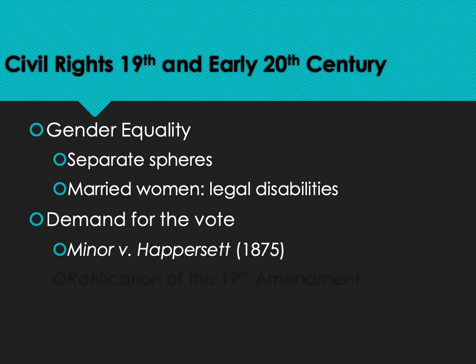Virginia Minor, she was a leader in the women's suffrage movement. She lived in Missouri. It was illegal for women to vote in Missouri. So she went and she voted anyways, and she was arrested. And she challenged Missouri's laws, saying that women are citizens and citizens have the right to vote. And the court disagreed with that assertion. They said that just because you're a citizen doesn't mean that you have a right to vote, that the right to vote is granted to you by your state or other laws, but there isn't a fundamental right to vote that's granted to women in the United States.